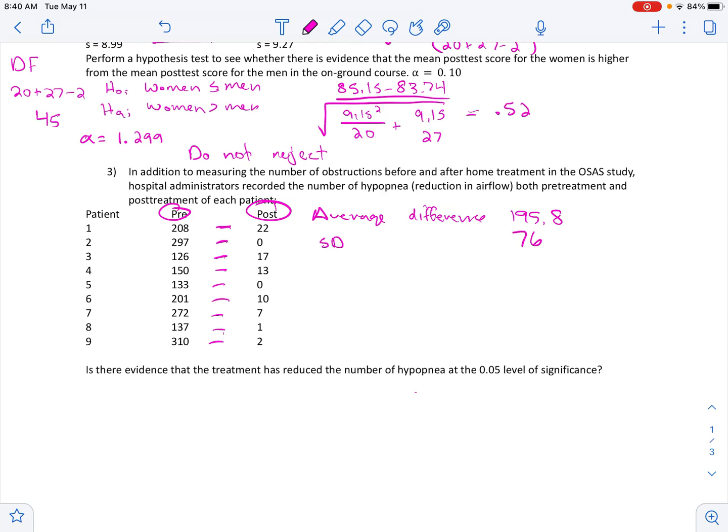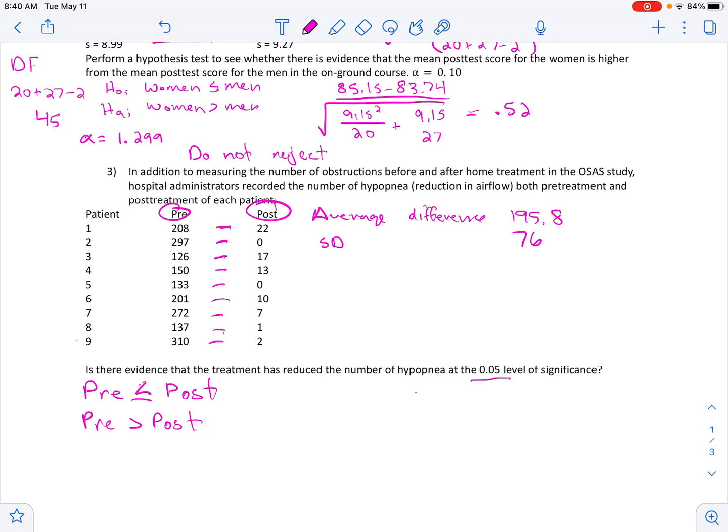Anyways, so has reduced it. So we want to know, has the pre-test reduced it? So we're going to say if it's reduced, that means the second one is smaller. So we're going to say that the pre is less than or equal to the post. And our alternative is that the pre is greater than the post. Okay, so then we have our alpha value, 0.05.